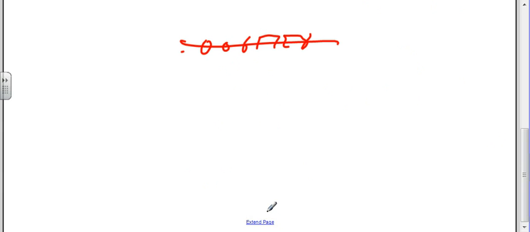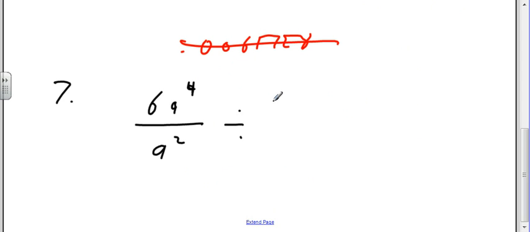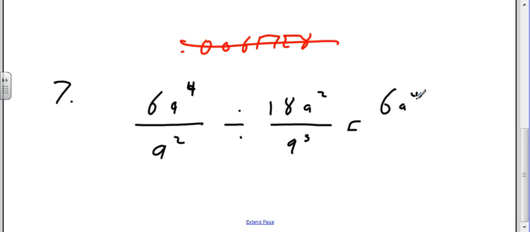Okay, we'll move down to 7. 6a to the 4th divided by a squared, divided by 18a squared divided by a to the 5th. Okay, so I'm going to have to invert and multiply: 6a to the 4th divided by a squared, times a to the 5th over 18a squared.